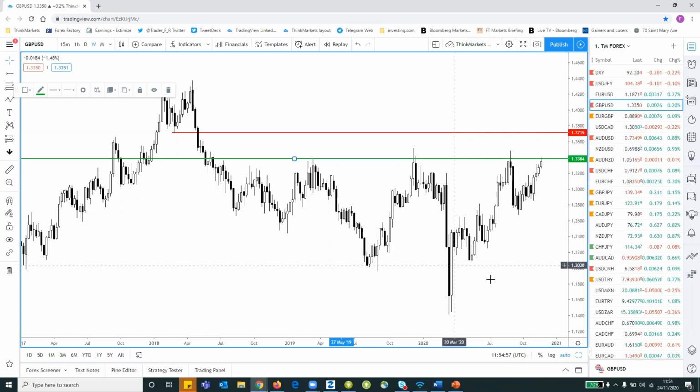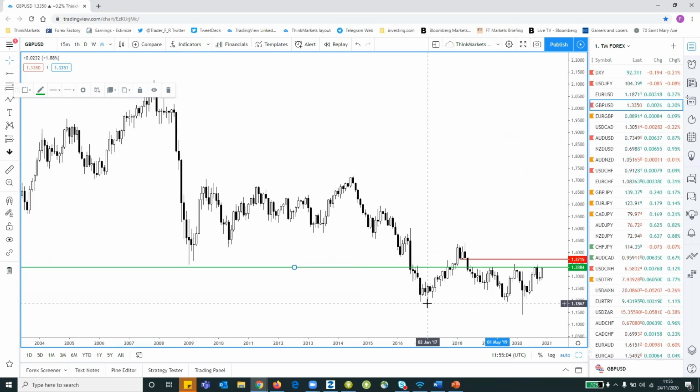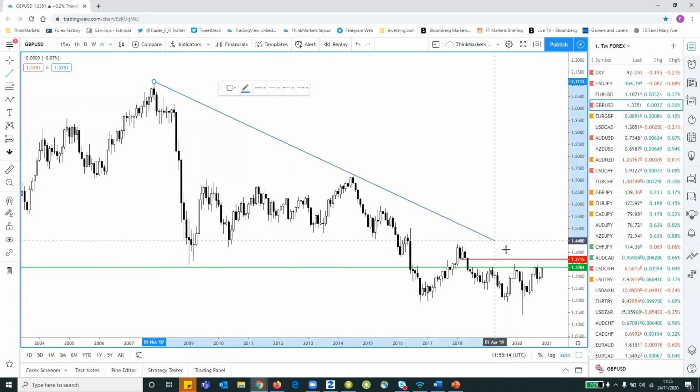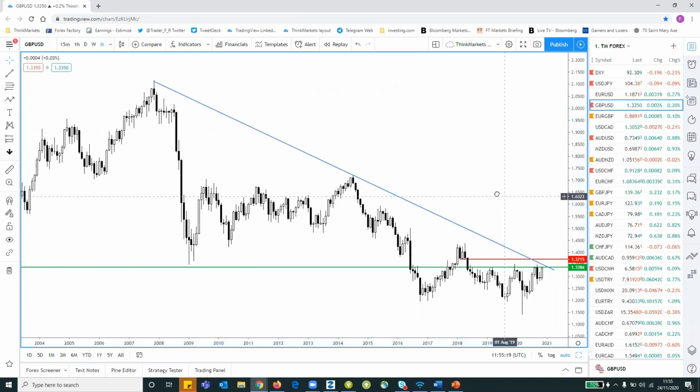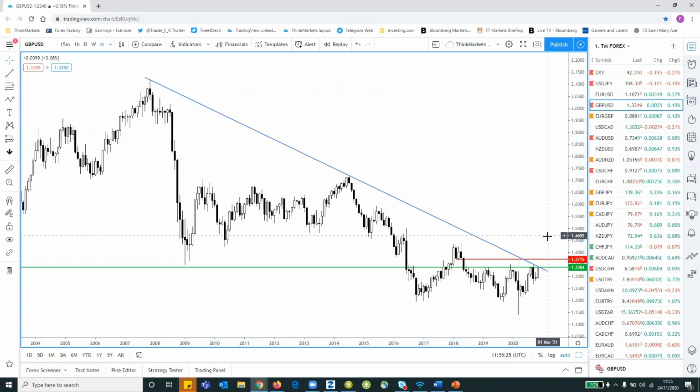If you switch over to the monthly chart, there is this huge trend line going all the way from 2008 through 2014, and it's about to get tested. That's interesting. I did not see that one.